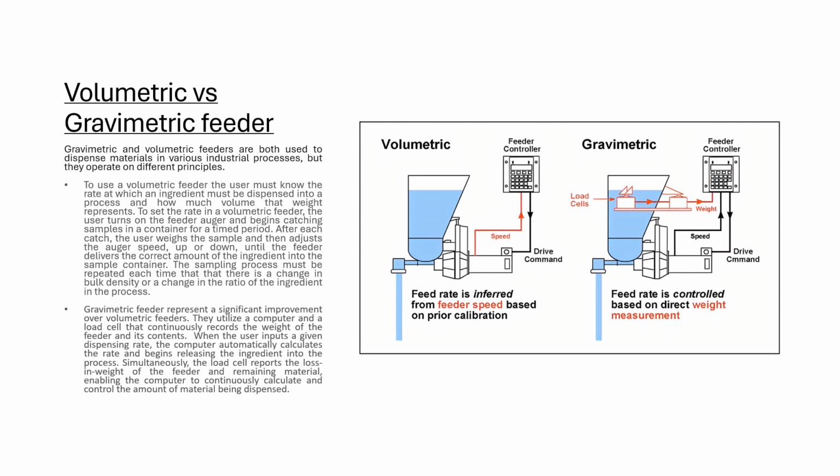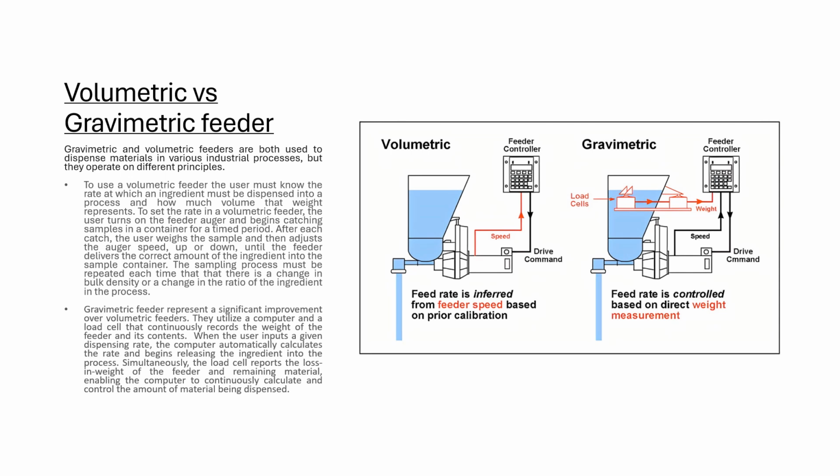Now let's look at volumetric and gravimetric feeders. Gravimetric and volumetric feeders are both used to dispense materials in various industrial processes, but they operate on different principles. You can see in the diagram.